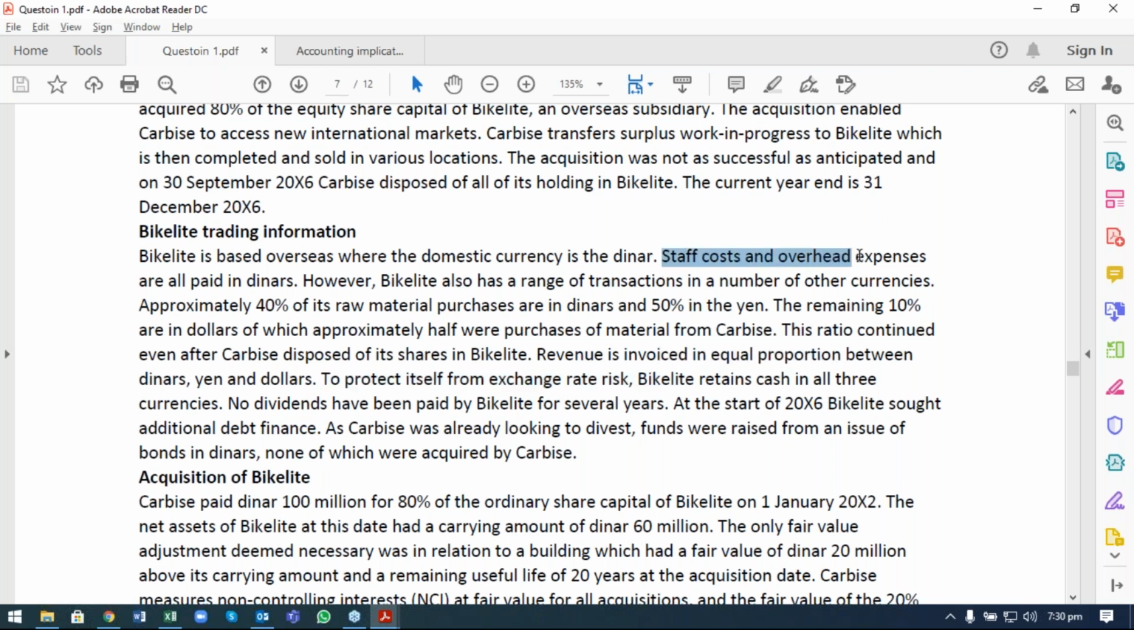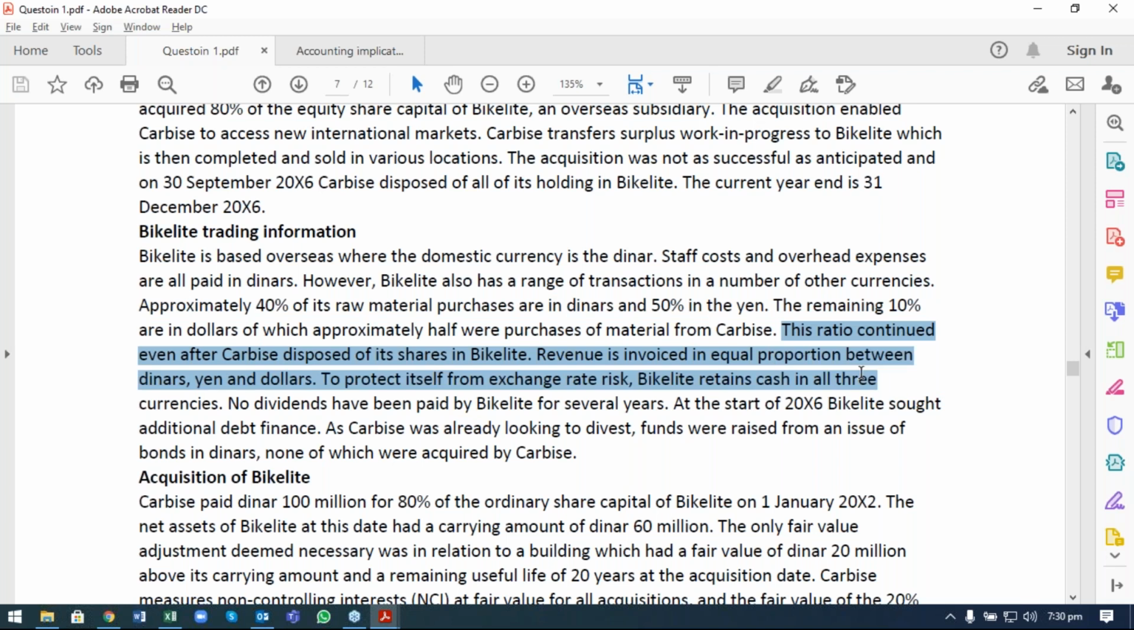This is the cost that was associated. Staff cost and overhead expenses are all paid in dinars. So you can easily mention that the staff cost was already paid in dinars, while that was raw material, which was unfortunately mistakenly liquid into which is considered to be the selling price. Selling ratio was this one.